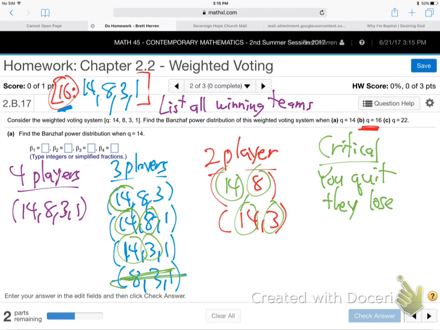Now, what about the four-player team? If the 14 quits, do they lose? 8, 3, and 1 is only 12. Yeah, they lose. They've got to have the 14. He's even critical on the four-player team. Everybody see that? How about the 8? If the 8 quits the four-player team, do they lose? No. If the 8 quits, they have 14, 3, and 1, which is still 16 or more. So the 8 is not critical. And if 8's not critical, nobody else below him could be, so I'll stop checking. As soon as you get a not critical, you don't need to go lower. All the rest are not critical also.